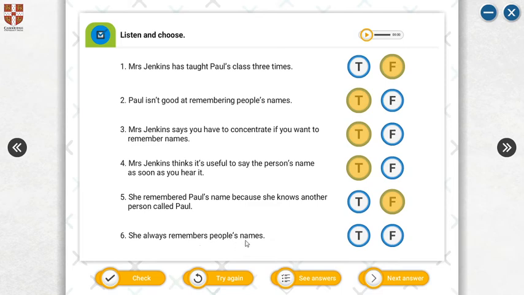She always remembers people's names. No, of course not. Sometimes there is someone whose name she just can't remember, so she can't remember all the time. Yes, we can go on.